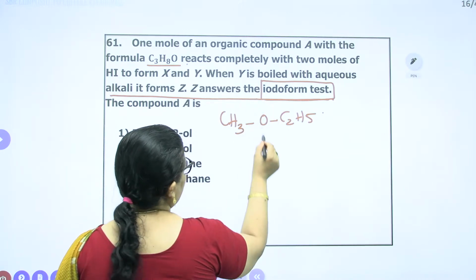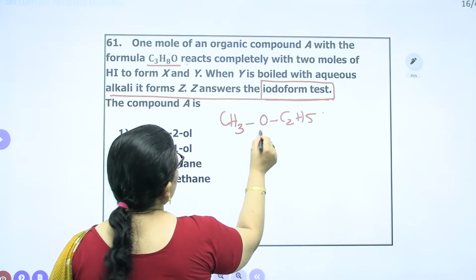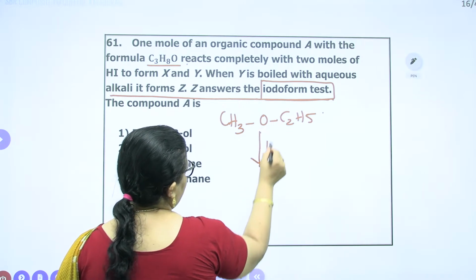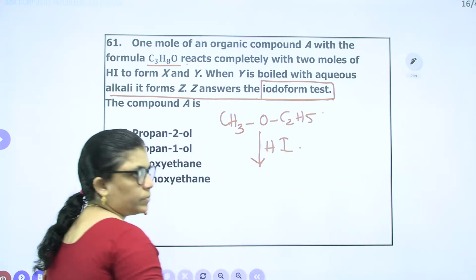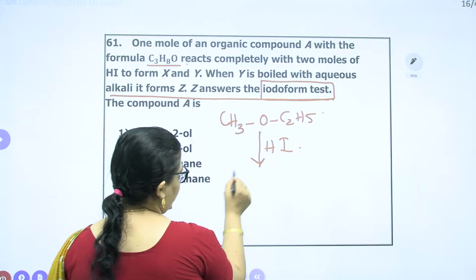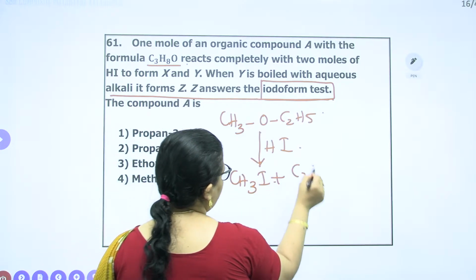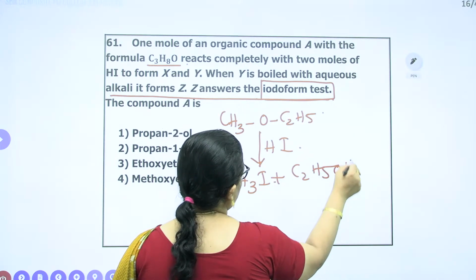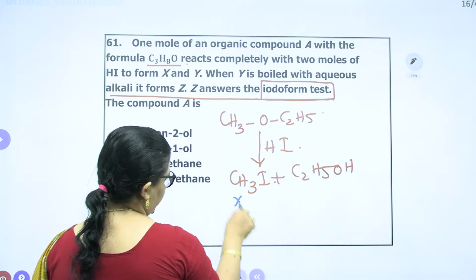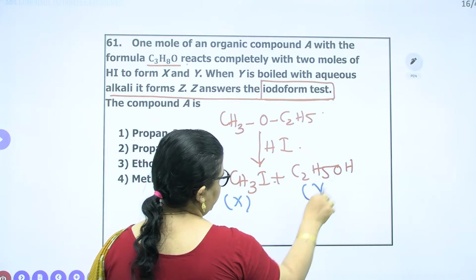When this is treated with HI, we are going to get water. Here we'll get methyl iodide, and here we'll get ethyl alcohol. This is X and this is Y.